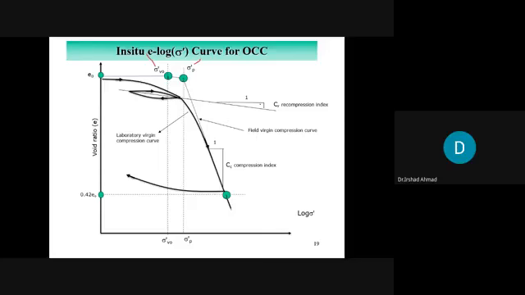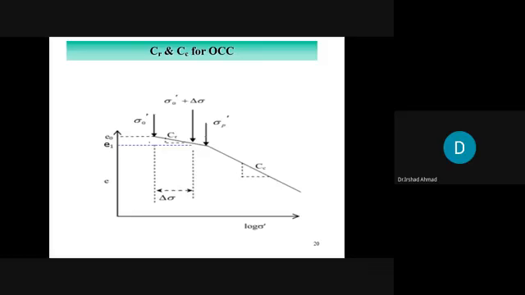One thing which is additional is the Cr, recompression index, the slope of the recompression curve. The slope is also Cr here because this is recompression. This is Cr, right? And this is Cc. Simplified way you can show it here. This is Cr, right? This is Cc, right? This is sigma naught prime corresponds to e naught.